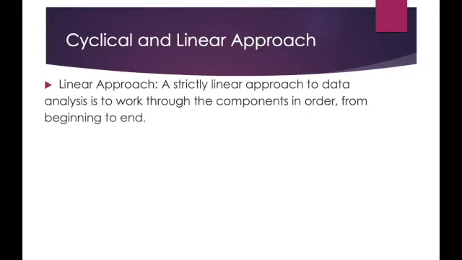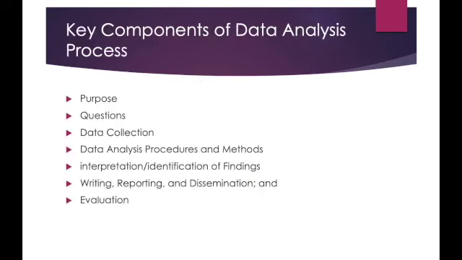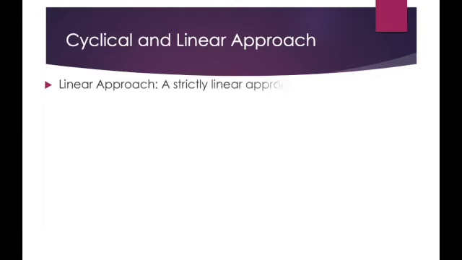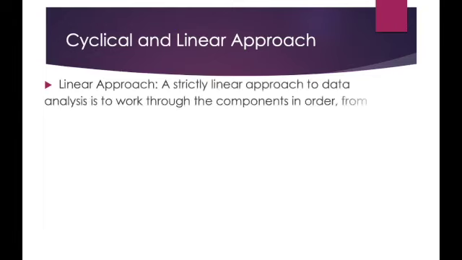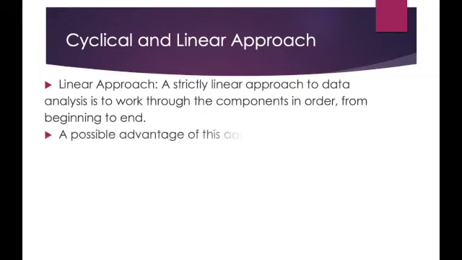So there are two ways to go about doing the data analysis, which is a full circle when we're talking about the whole process, not just the part of analysis. What we wrote out here is from the start of the process: we have to define what we want to study, what's the purpose, what are the questions, and so on. And there can be two ways to go about this: a linear approach or a cyclical approach. A strictly linear approach to data analysis is to work through the components in order from beginning to end. It's just like a straight line.